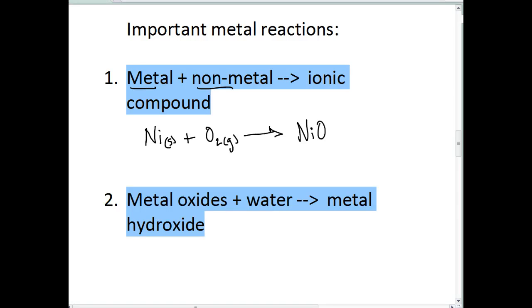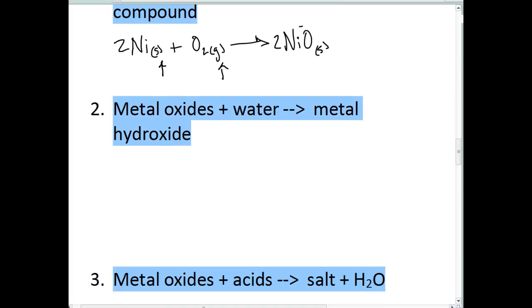We don't necessarily always know that nickel is going to form a 2 plus charge. We can look some of those things up, but nickel is going to have a 2 plus charge, oxygen is going to have a 2 minus charge, crisscross those charges, cancel them out, and now we get our nickel 2 oxide. And I don't think we are balanced here, so let's go ahead and balance. We have 2 oxygen, so now we're balanced. Typically when we have a solid reacting with a gas, we form a solid, so it's going to be nickel 2 oxide solid. That's a typical reaction for a metal and nonmetal forming an ionic compound, and this is seen many times in combination reactions.